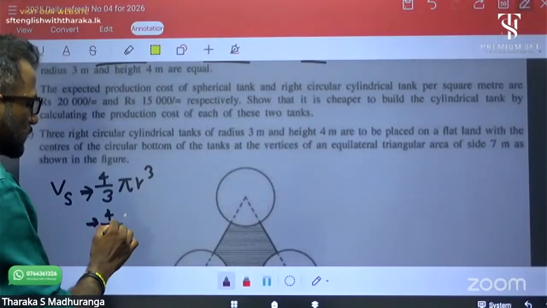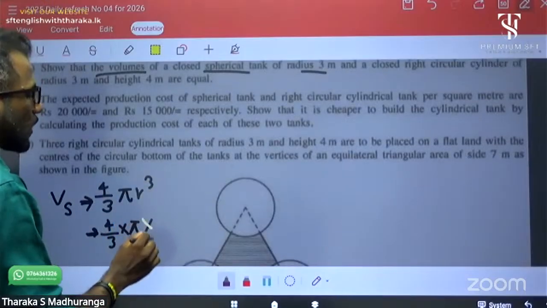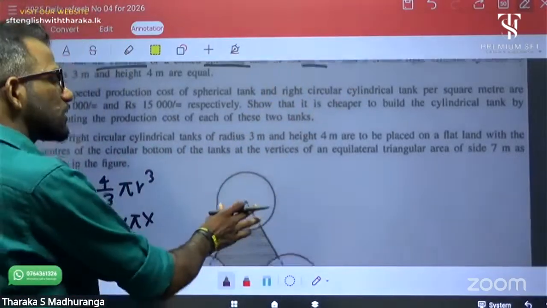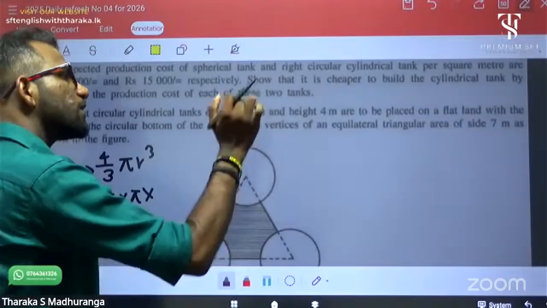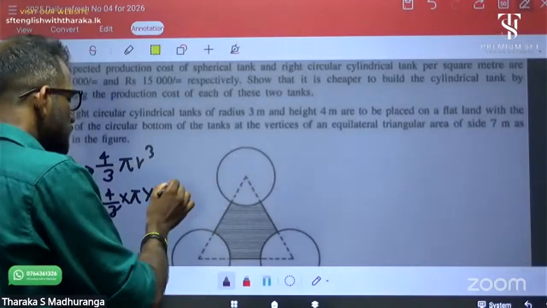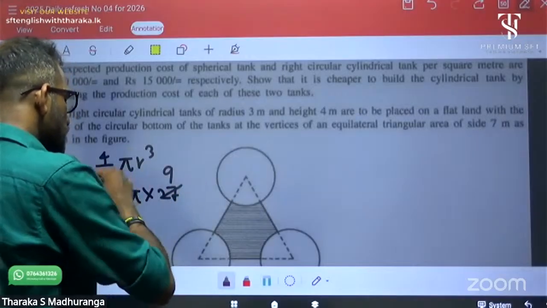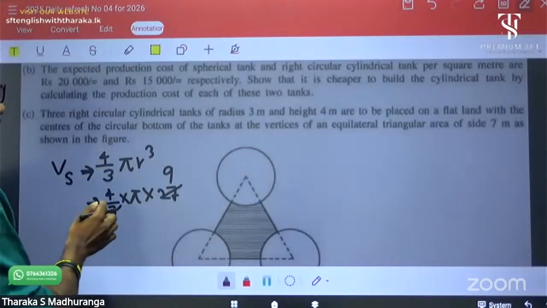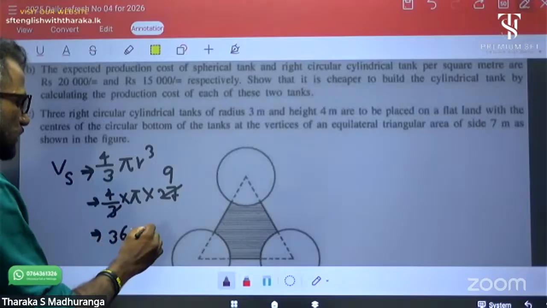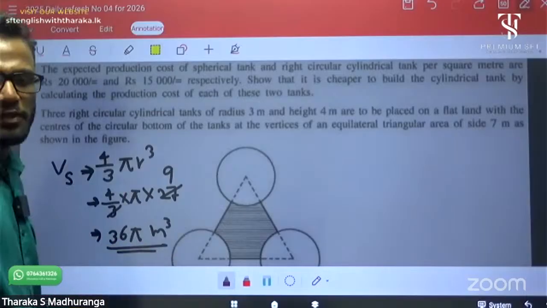4/3 pi r cube, with r as 3, so 3 cube. What is the value? 3 into 3 into 3: 3 into 3, 9. 9 into 3, 27. 27 cancelled with the 3 gives 9. 9 into 4, it is 36. 36 pi cubic meter. This is the volume of the sphere.